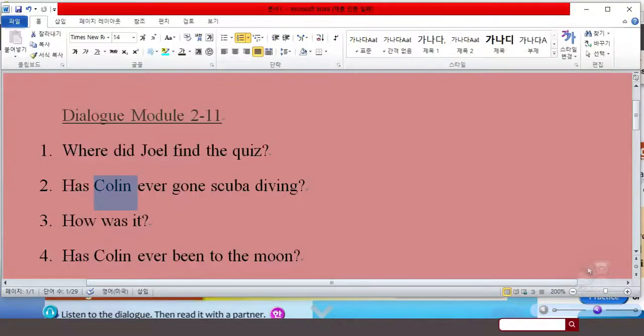Dialogue Module 11. I haven't had a chance. Listen to the dialogue. Then, read it with a partner. Check out this quiz in the magazine. It's called How Adventurous Are You? What's the first question? Have you ever climbed a tree? Yes, a long time ago. Have you gone scuba diving? Yes, I have. It was incredible. Have you tried it? No, I haven't had a chance. I'll go someday if I can. You should definitely try it. Here's a good one. Have you ever been to the moon? What? Is that really on the quiz? No, I'm just joking.